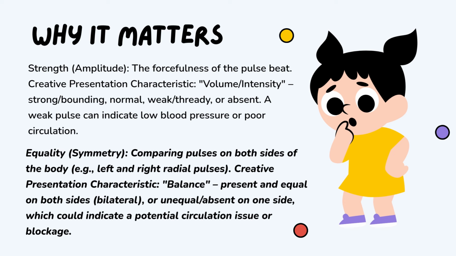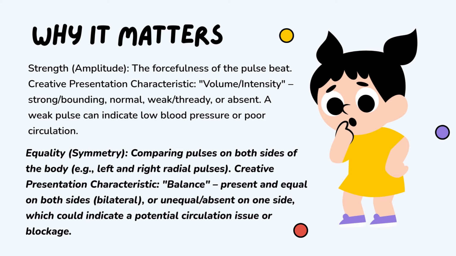Then we can see the strength, that is the amplitude, the forcefulness of the pulse beats. How strong is the pulse? We will be identifying that here. It will be indicated as volume or intensity: strong, bounding, normal, weak, thready, or absent. An absent pulse indicates that the patient doesn't have any kind of pulse at all. It can be a serious thing if the patient has no pulse and no heart rate.